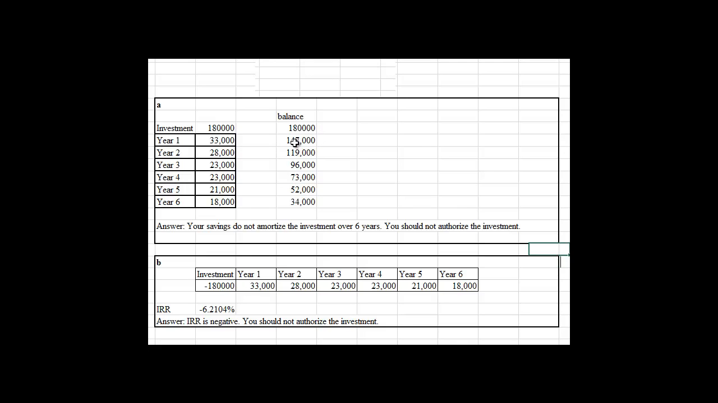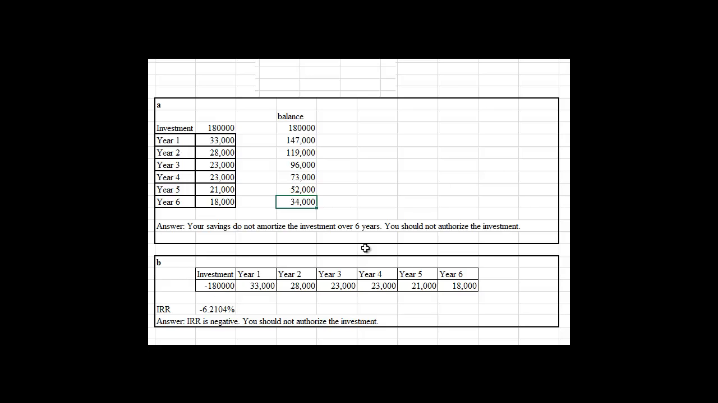So if I look at my equation here, all I'm doing is subtracting the 33,000 from my initial investment and looking at the balance. Following year, doing the same thing over and over. Just looking at my balance, subtracting the new amount. And you'll see that after 6 years, I still have a $34,000 balance. In other words, my savings have not repaid my investment. There's still $34,000 in the balance. In other words, my savings do not amortize the investment over 6 years. We should not authorize the investment.